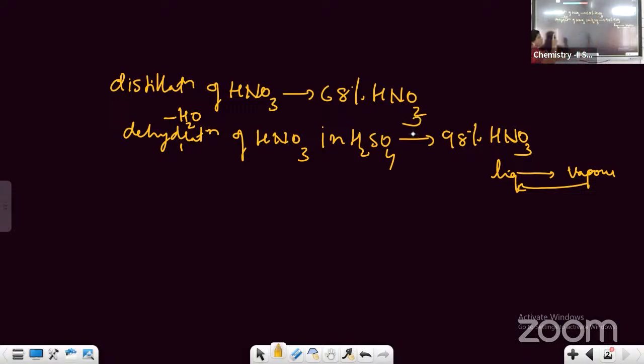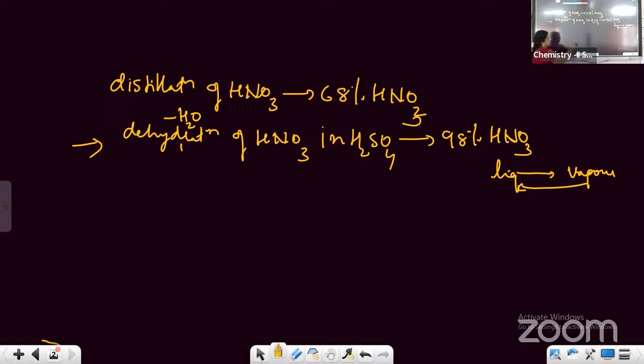But we want 100% HNO3. In a single step, it's not possible to get 100%, so stepwise, we are going to do it. In the second step, we are dehydrating the nitric acid. What is the meaning of dehydration? Removing the water molecules. So when you are dehydrating the nitric acid, we are getting 98% HNO3. Means still we are not getting 100% HNO3. Please write that down.